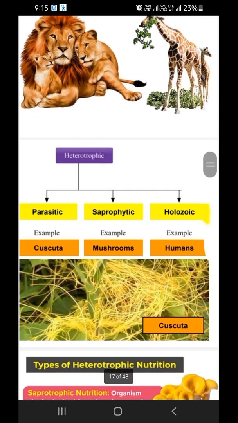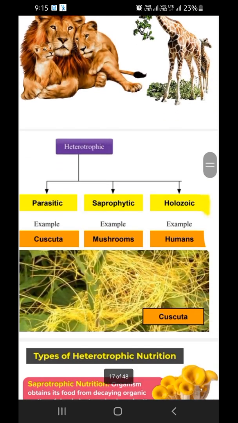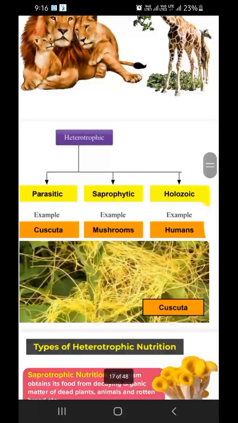Now there are three types of heterotrophic nutrition: parasitic, saprophytic and holozoic. Parasitic is where an organism lives inside or outside another organism and derives nutrition from it. Saprophytic is where the organism feeds on dead and decaying matter. Holozoic is where the organism takes in food and breaks it down inside the body only.